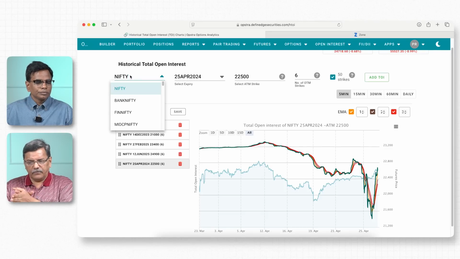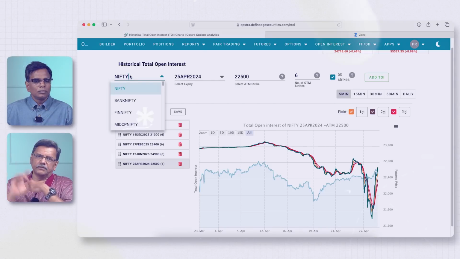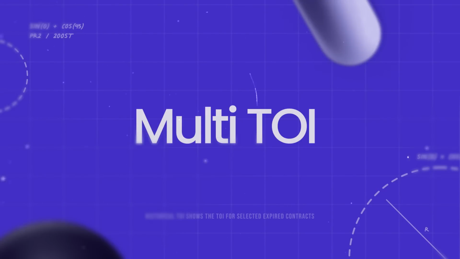So it very clearly gives the direction of that stock, whether it is bullish, bearish, or sometimes it can be very choppy. That means the stock is sideways. So this is about historical TOI.